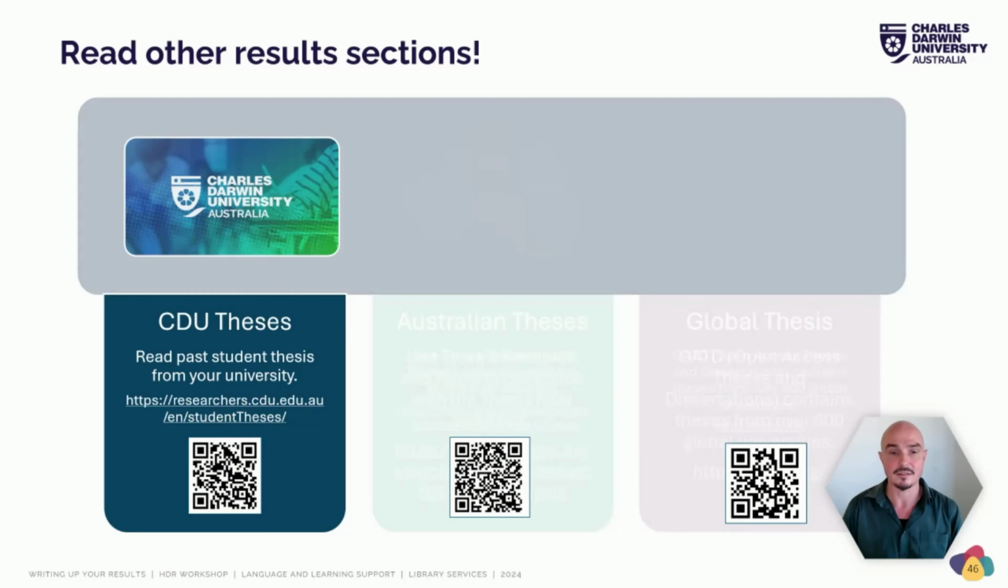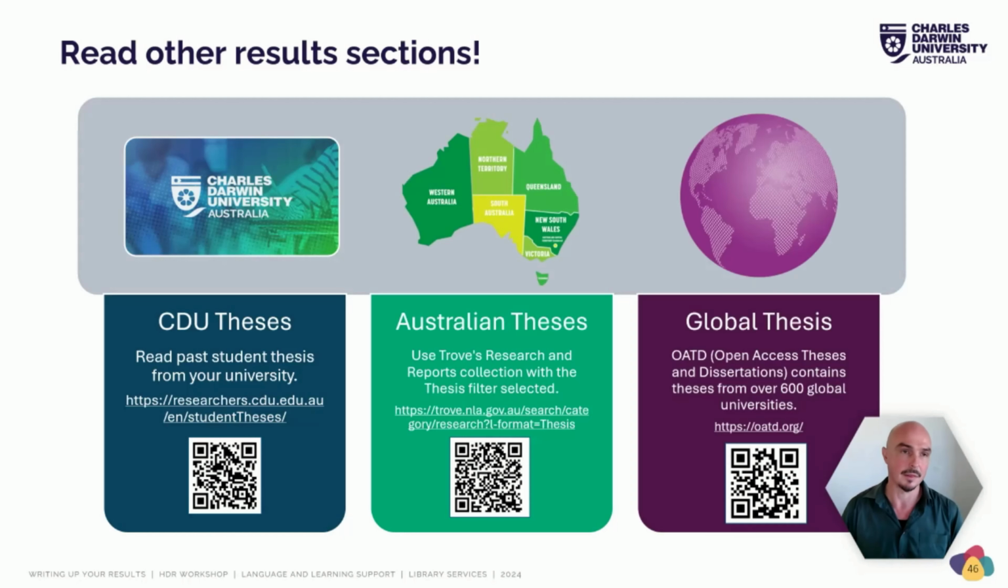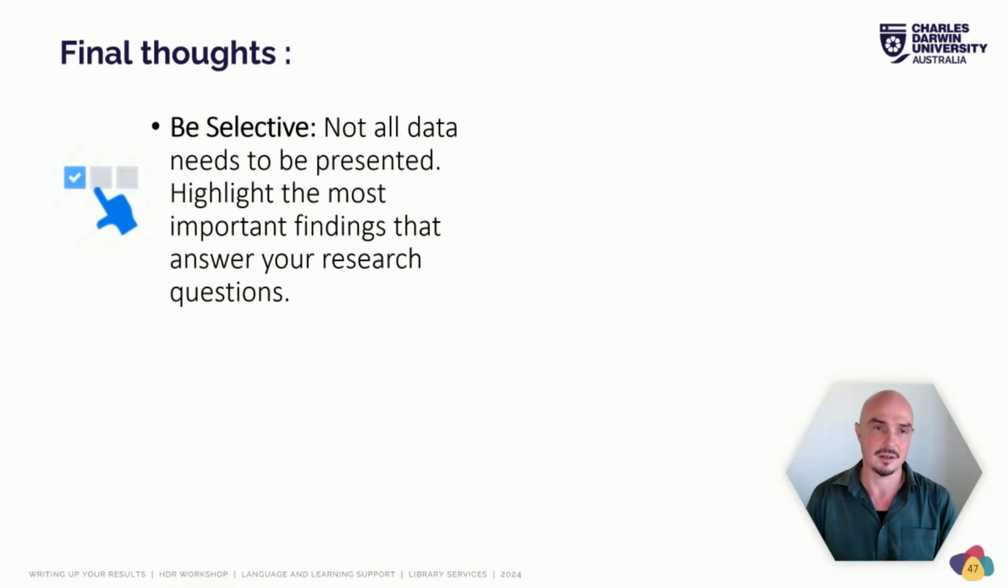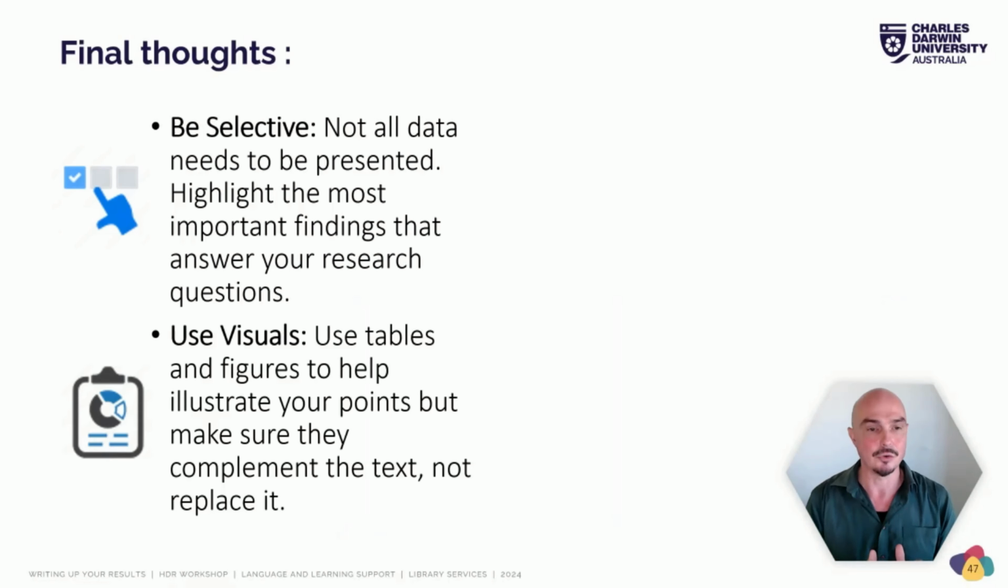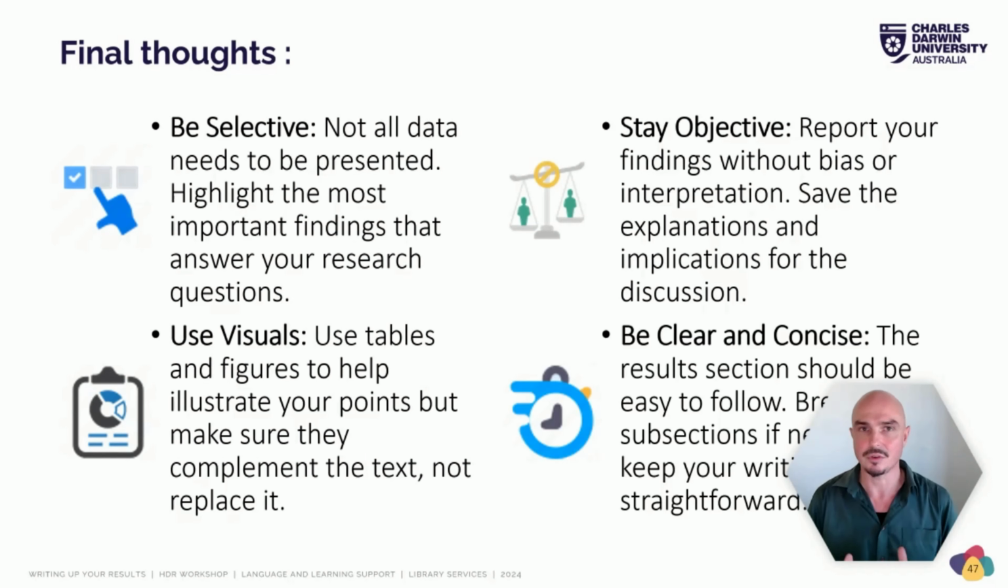If you want to do a wider search, you can find any Australian published thesis here. And if you want to do an even wider search, a global one there. In conclusion, I think you should be very selective about the way that you report your data. You don't have to include everything. I think you should maximize your use of visuals and try to remain objective in your language. Save the interpretation or the explanations for the next section. All in all, try to be clear and concise. A good results section is not necessarily a long results section.